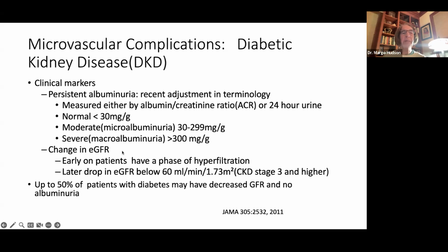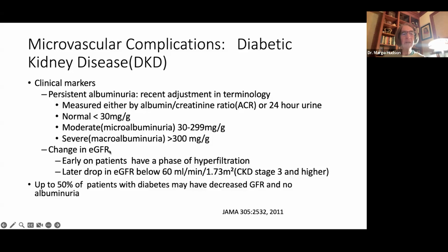So there are two primary markers of diabetic kidney disease. First is persistent albuminuria. So you can measure it by albumin-creatinine ratio, which I think most of us are doing. Hopefully your lab can do that. Or the old-fashioned 24-hour urine for albumin. Normal is less than 30 milligrams per gram. Moderate, which used to be called microalbuminuria, 30 to 299, and severe, macroalbuminuria, greater than 300.